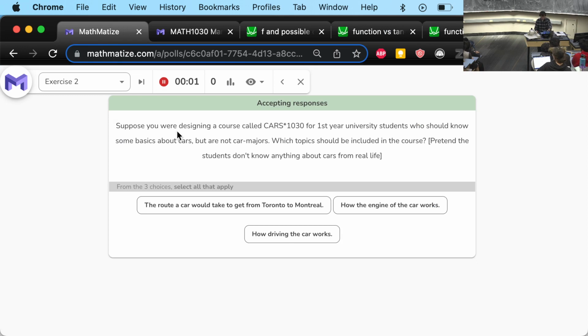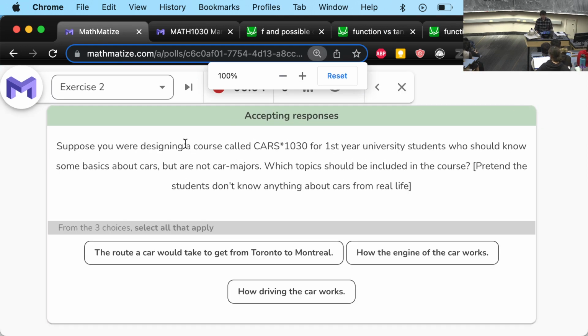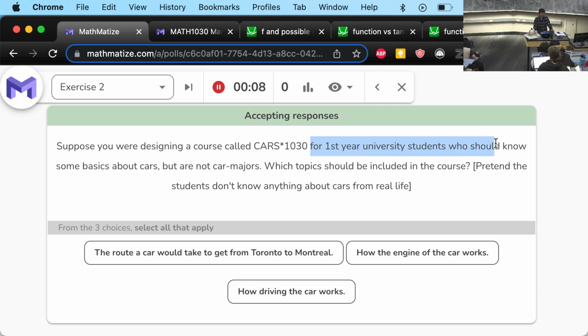So here is the question about cars. Suppose you are designing a course called Cars 1030 for first-year university students who should know the basics about cars, but are not car majors. Which topics should be included in the course? And for this, you got to pretend that you don't know anything about cars from real life. It's all the stuff you're learning in the course. There's three options: how the engine works, how driving the car works, what route you would take to get from Toronto to Montreal. I want you to select all the ones you would include in the course. So maybe you want to include all three. That would be a valid thing. What should we include in the course?